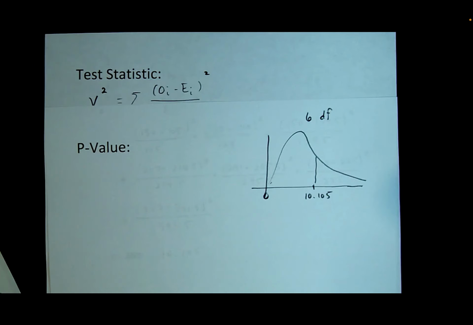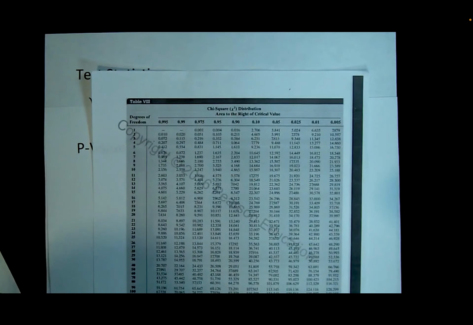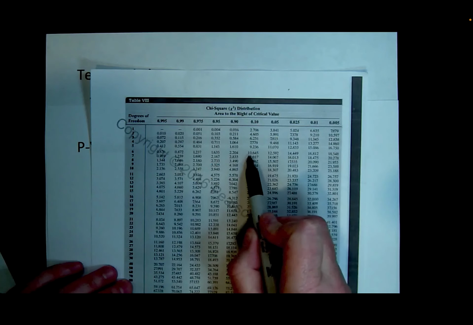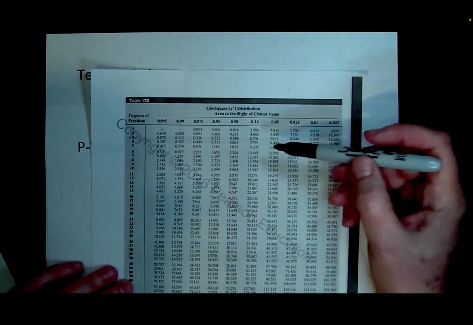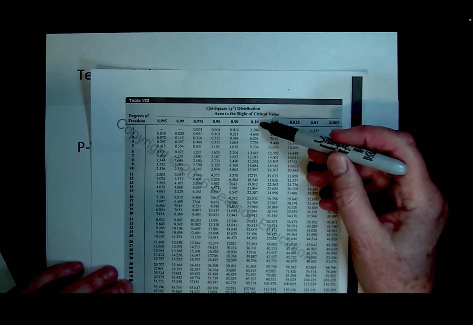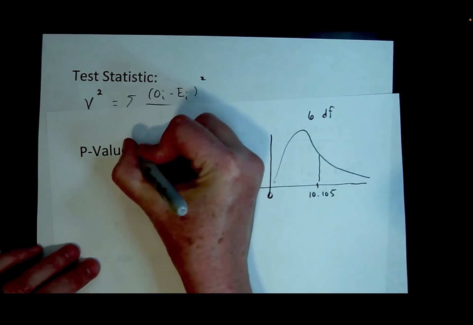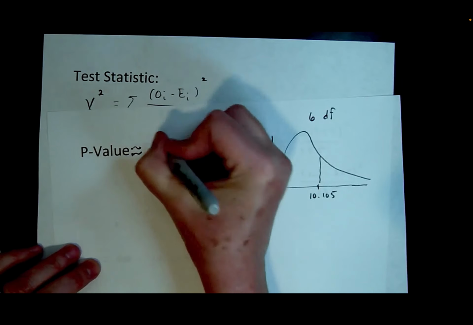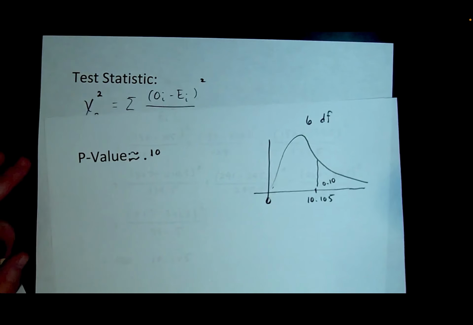Okay, so we go to our chi-squared table. 6 degrees of freedom, and I'm looking for 10.105. The closest we have here is 10.645. So I'm going to go up, and that gives me area to the right is 0.1. So the p-value is approximately 0.10. Okay, so 0.10 is what the table gives you there.